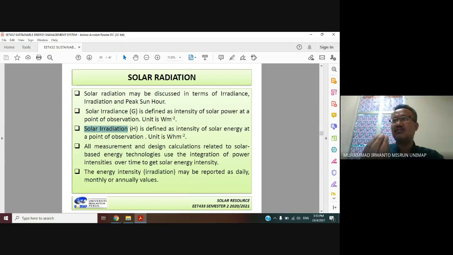For example, in another area, after obtaining the data, the annual solar radiation is only 200 watt per meter squared. Then we can decide this area is not suitable, because it is below the requirement for photovoltaic power generation. The requirement for the solar radiation should be above 300 watt per meter squared. Okay, understand? Okay, next.